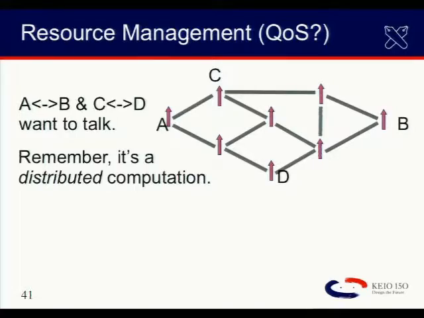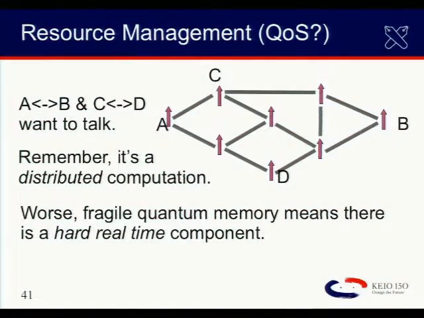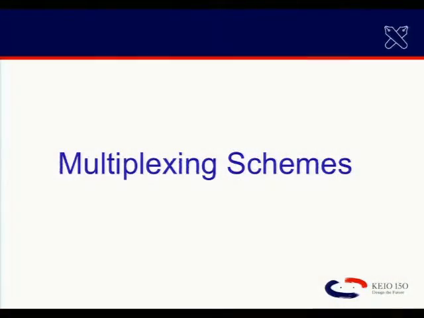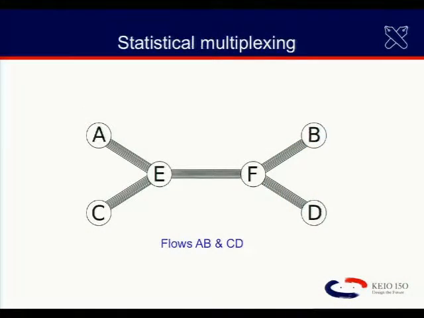Remember, this is some sort of distributed computation, and this fragile memory means we've got a real problem here. Right? So does this require some sort of circuit switching? This is another sort of resource evaluation, of the kinds of work that I like to do in this. Multiplexing scheme, you guys know this.